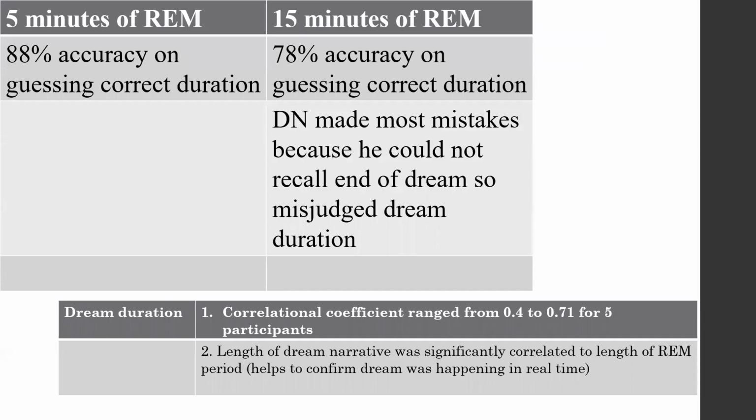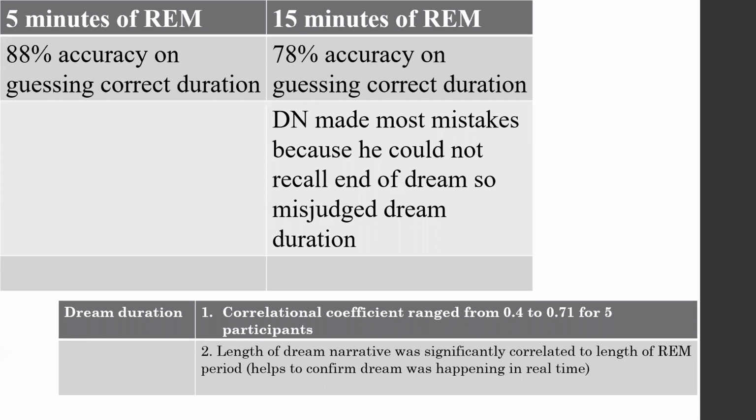So for the 5 minutes of REM, they had 88% accuracy on guessing the correct duration. For 15 minutes of REM, they had a 78% accuracy, so it had lower accuracy. And then there was a participant, his initials were DN. He made the most mistakes because he could not recall the end of the dream, so he misjudged the entire dream duration.